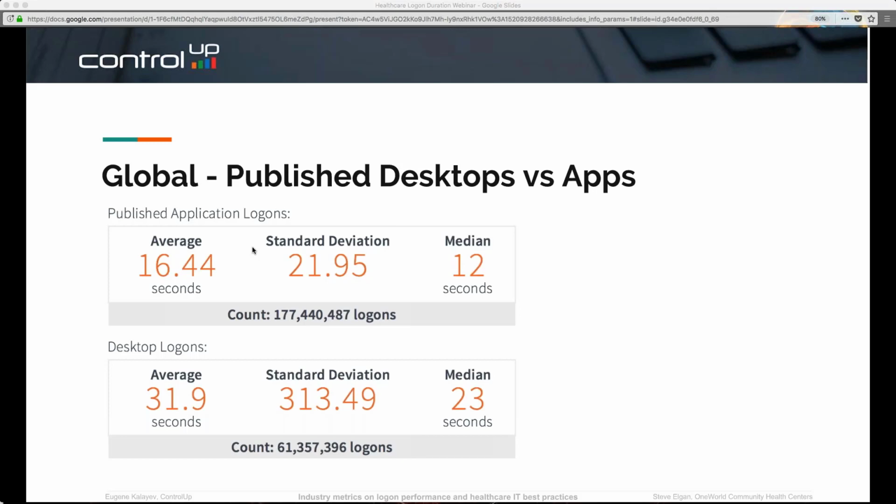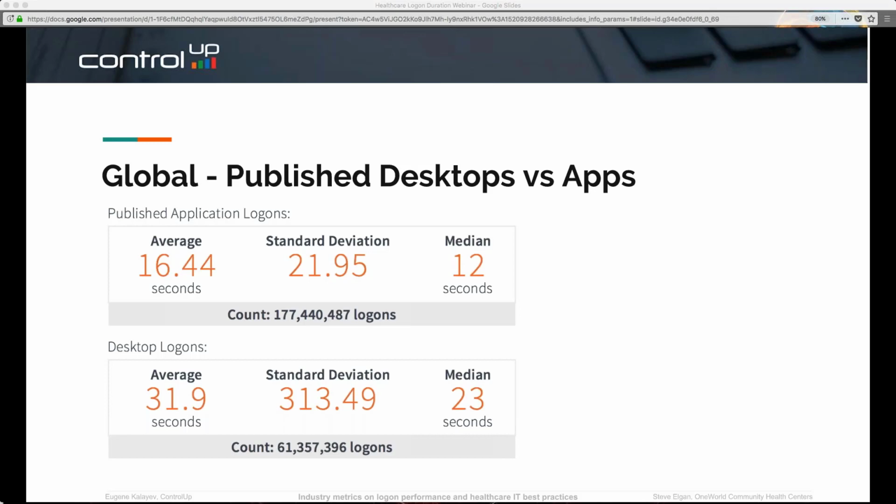The average published application logon is about 16 seconds, and an average desktop logon is about 31 seconds. The difference is also expressed in the median and the standard deviation. In short, when you're looking for faster logons, by definition, published applications are going to load faster than a desktop. So when speed is critical, those two logon types can have very different results and show very different measurements. This is from the global perspective.